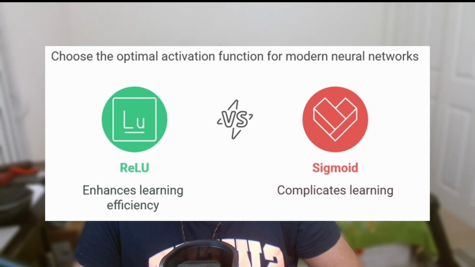So the reason for this is because ReLU has gained popularity due to its simplicity and effectiveness in facilitating the learning process. On the other hand, the sigmoid function, while it has been historically significant, is less favored in modern applications because it can complicate the learning process. So, just for the ease of use, and then sigmoid functions just overall complicating the learning process, we opt to use ReLU nowadays.